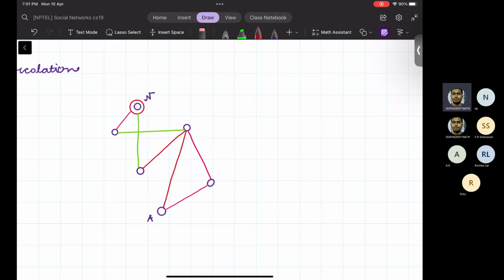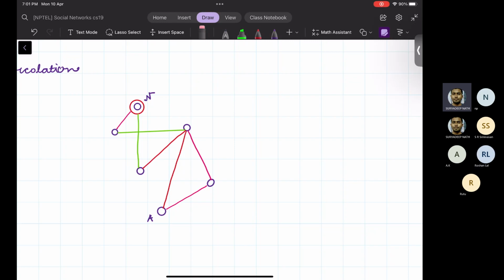So there is no green line that reaches A from N. Therefore, again, A won't be susceptible in such a case. And the fourth one: if there exists at least one path with all closed edges from the infected node to A.